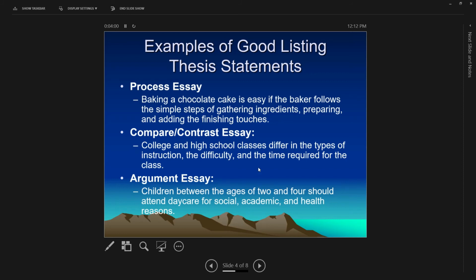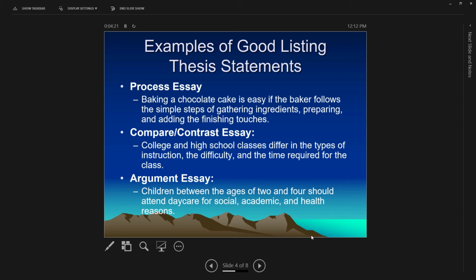It says, okay, essay 1 is going to be about this, paragraph 1 is going to be about this, paragraph 2 is going to be about this, and paragraph 3 is going to be about this. And if it is not in your thesis statement, it can't go in your essay. So the listing thesis statement really sort of boxes you in and says these are the only things that you can talk about.